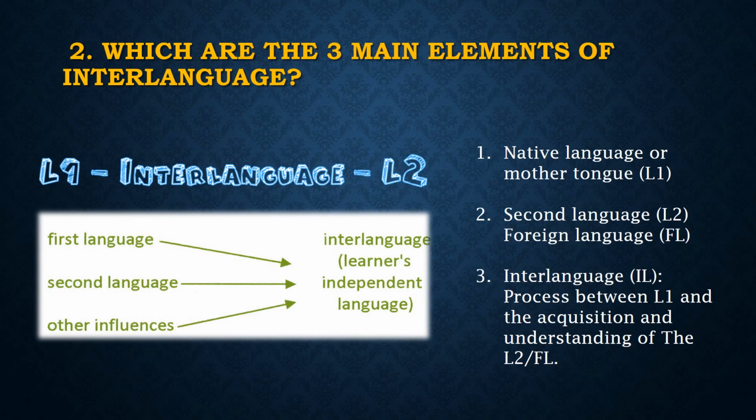The three main elements are L1, native language or mother tongue; L2 or FL, which means second language and foreign language respectively; and IL, which means interlanguage, the process between L1 and the understanding of L2.